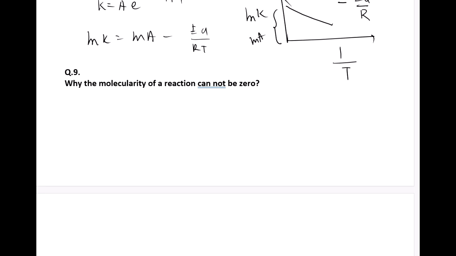Why can the molecularity of a reaction not be zero? Molecularity means the number of molecules that are colliding. That will be the molecularity. So if no molecule is colliding, if molecularity is zero, how will we get the reaction? That's why molecularity can't be zero.